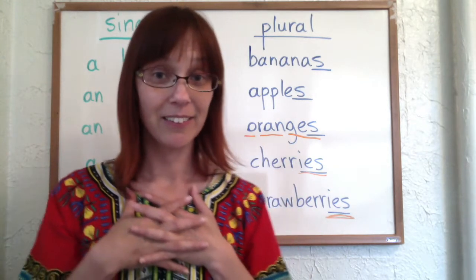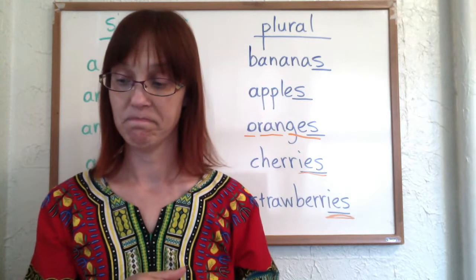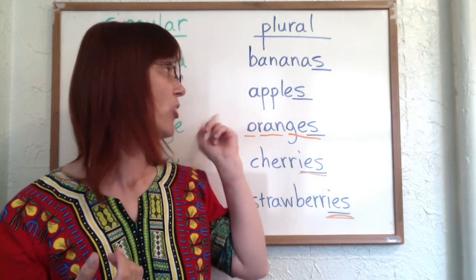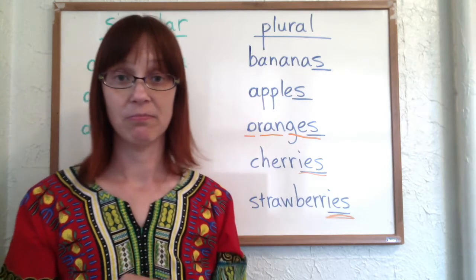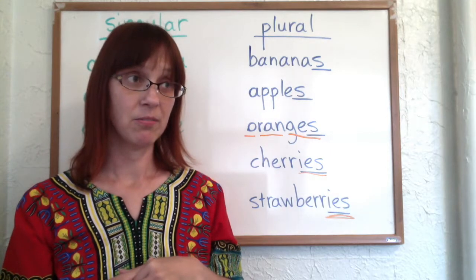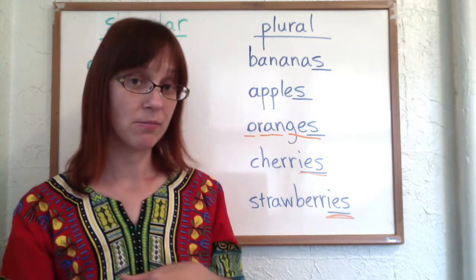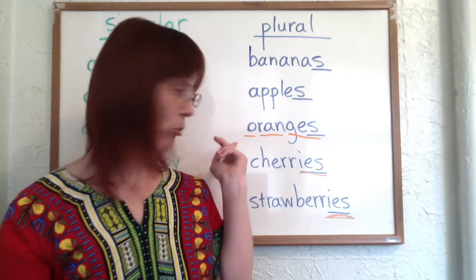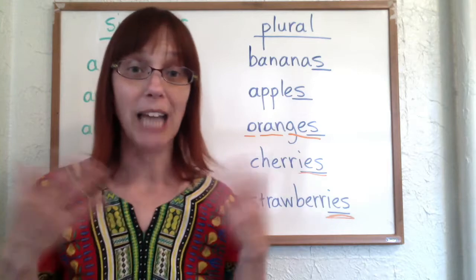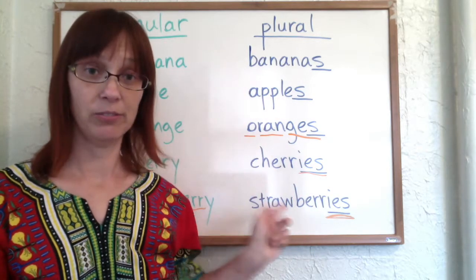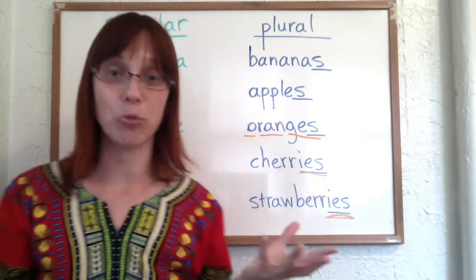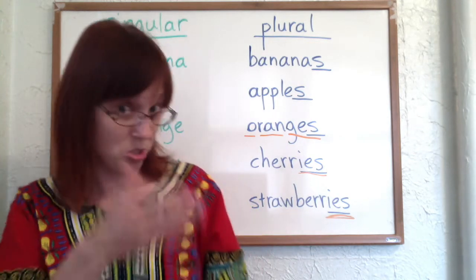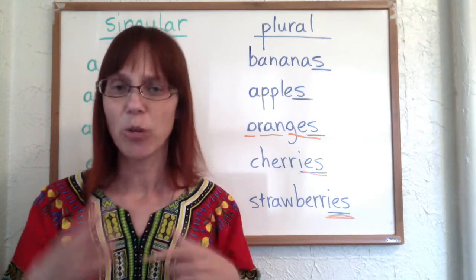I like bananas. Do you like bananas? My daughter likes apples. Do you like apples? Does your daughter like apples? I like oranges. Do you like oranges? Do your children like oranges? So when I use the verb like, I use plural words when I talk about fruit that I like. I like bananas. I like cherries. I like strawberries. Do you like apples? Do you like oranges?